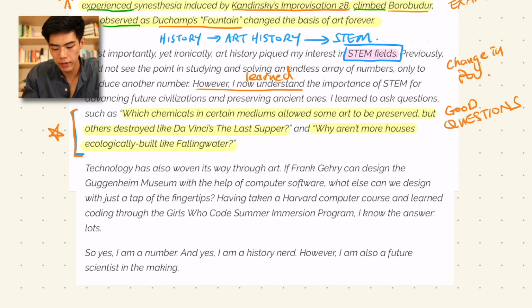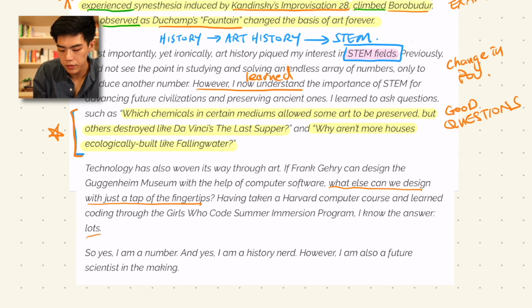If Frank Gehry can design the Guggenheim Museum with the help of computer software, what else can we design with just a tap of the fingers? Having taken a Harvard computer course and learned coding through the Girls Who Code summer immersion program, I know the answer. Lots. So yes, I am a number. And yes, I am a history nerd. However, I am also a future scientist in the making.